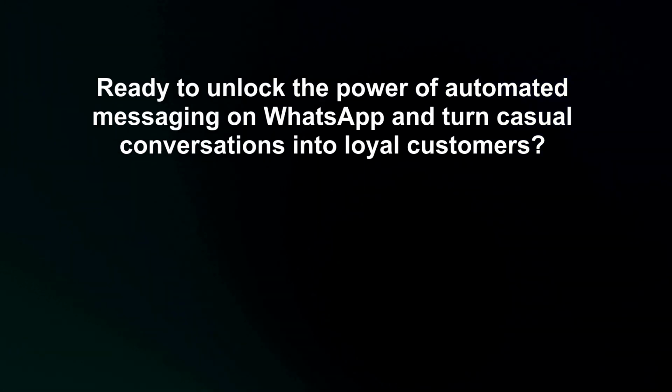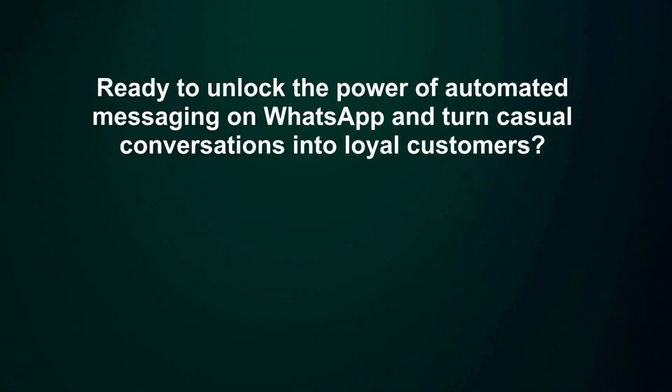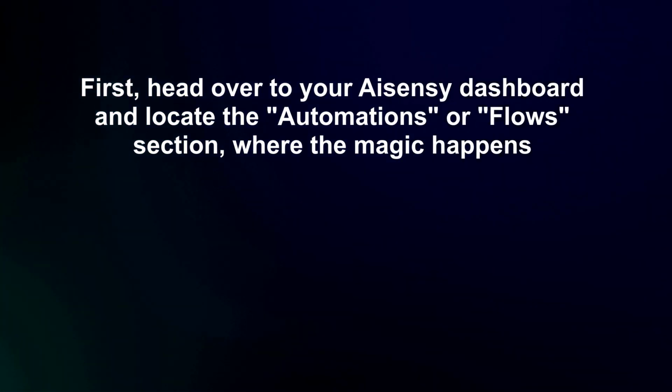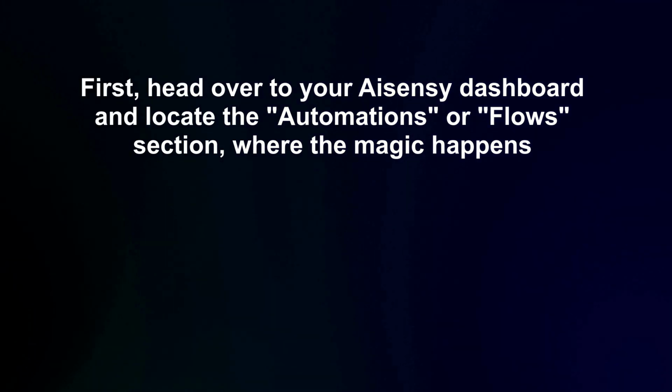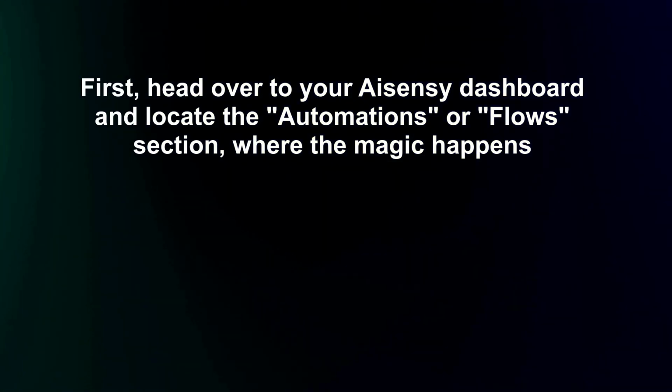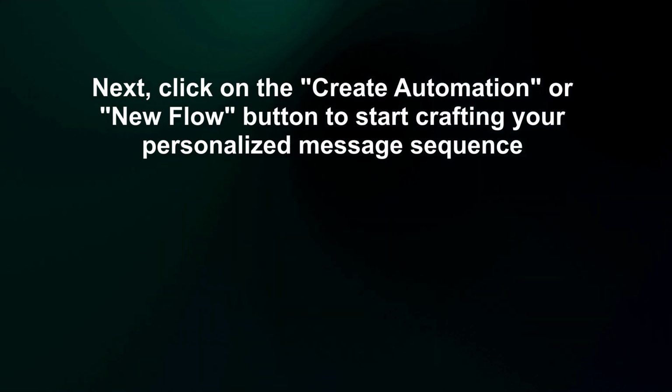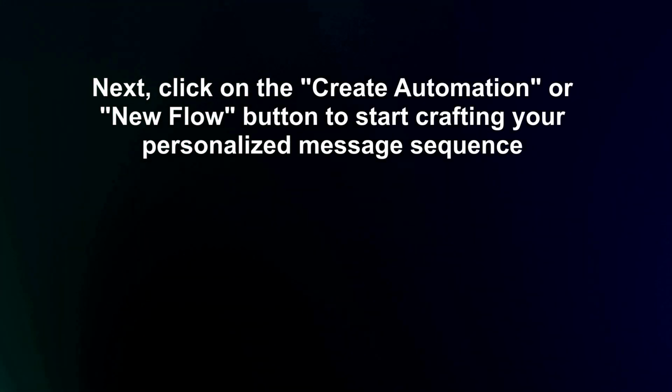Ready to unlock the power of automated messaging on WhatsApp and turn casual conversations into loyal customers? First, head over to your Aisensy dashboard and locate the Automations or Flows section, where the magic happens. Next, click on the Create Automation or New Flow button to start crafting your personalized message sequence.